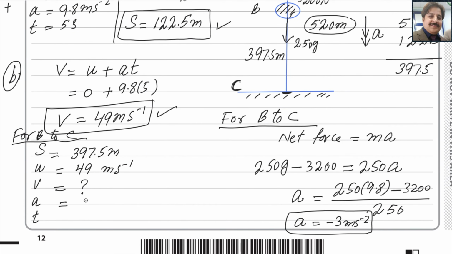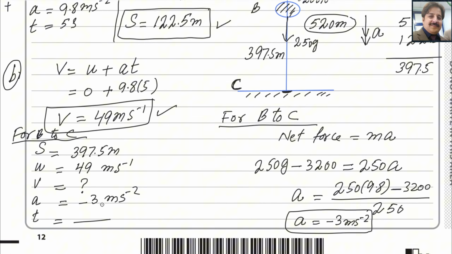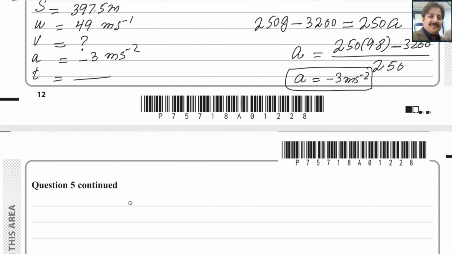Acceleration is -3. Actually this is deceleration because it is negative here. And time taken is not given. Now three values are given. You can easily find the fourth value. Now we can use this equation of motion to find the velocity when it hits the ground: v squared equals u squared plus 2as. If you plug in these three values here, you can find the fourth value.